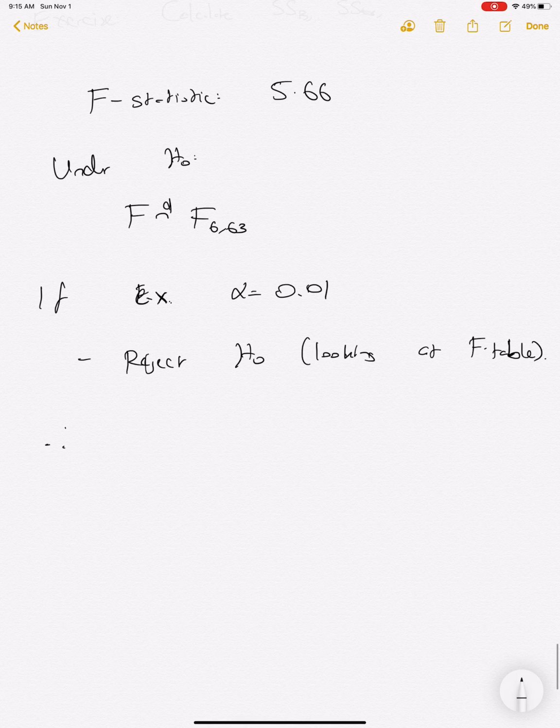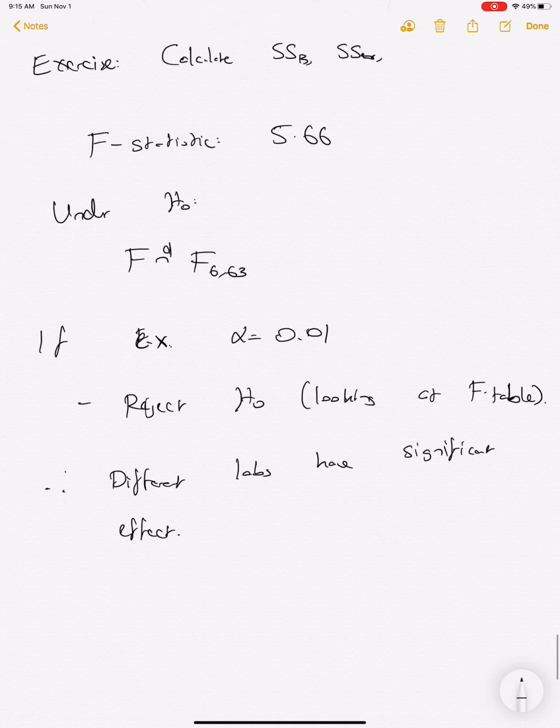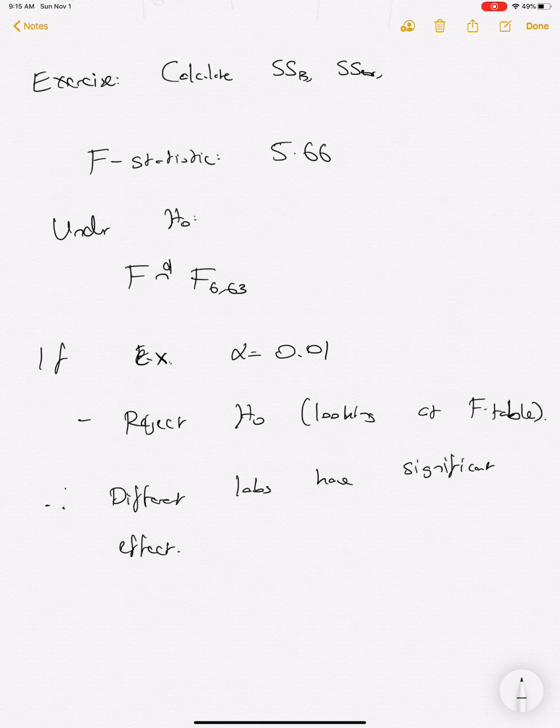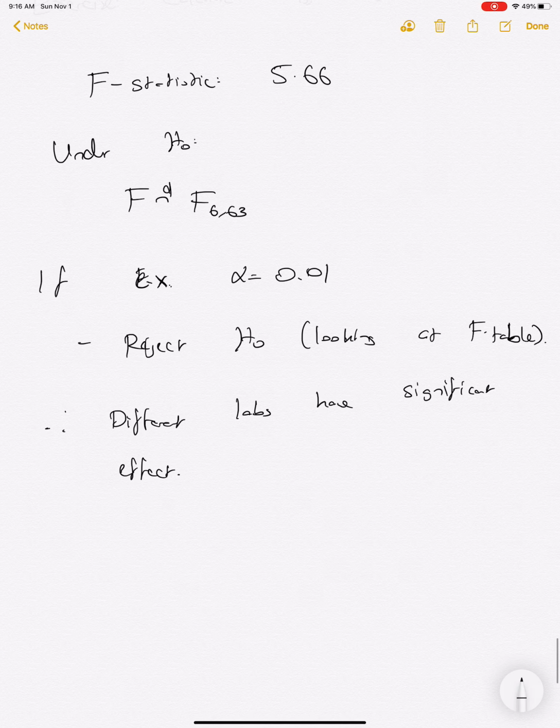And so we conclude that the different labs have a significant effect. Because if we look at alpha equals 0.01, we'd reject H naught, because 5.66 is above the threshold that we're looking at.